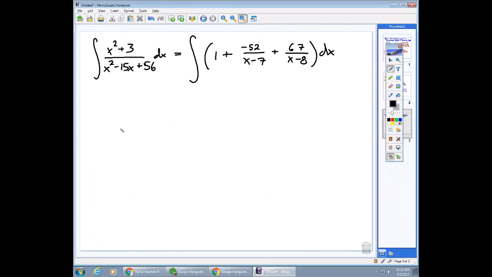And now we're ready to find an antiderivative. So we think the antiderivative of 1 is x. Negative 52 is just hanging out, so we'll write negative 52 times the natural log of the absolute value of x minus 7 plus 67 times the natural log of the absolute value of x minus 8 plus c. And you know, I could bring the 52 and the 67 in as powers and then do a little division, but that looks way uglier than this. I think I'm happy with that right there.